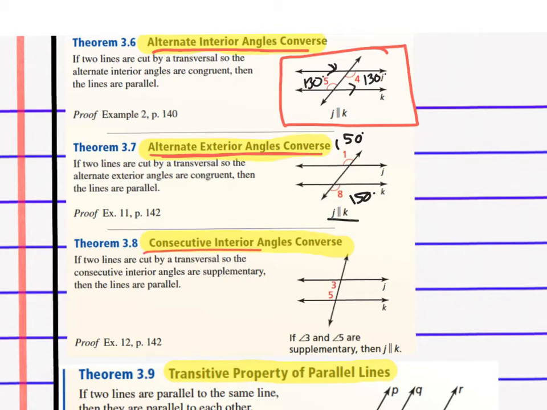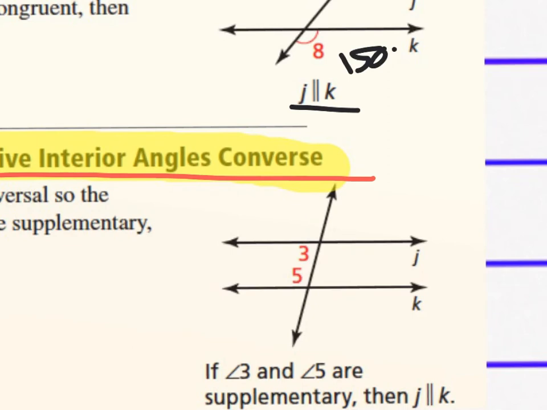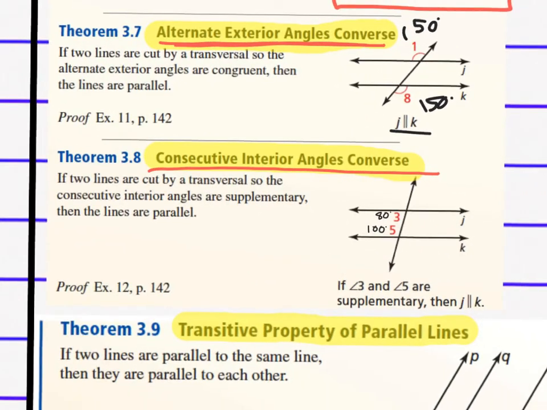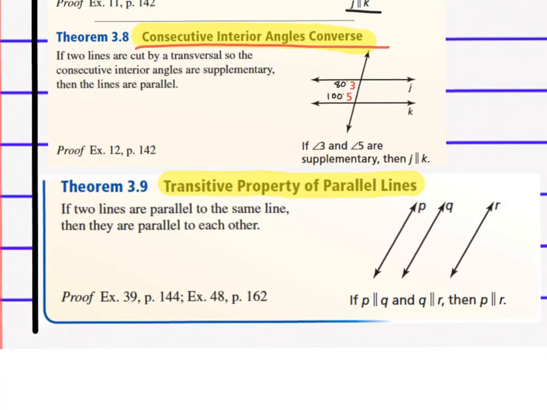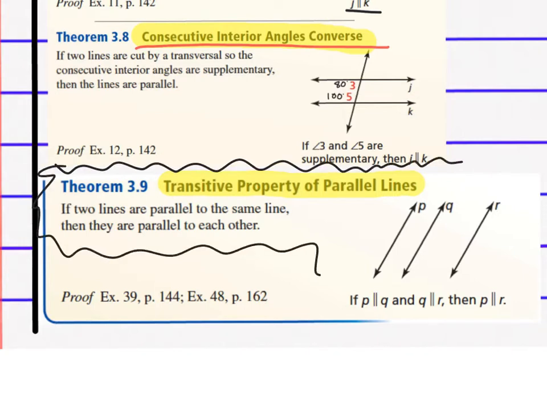Okay. Consecutive interior, if you're getting that those two angles are supplementary, not congruent, but supplementary. So for example, 80 for angle 3 and 100 for angle 5, something like that. Then you can conclude the lines are parallel. Okay, the only one that's kind of new or different here is the transitive property. So for this one, you may want to write this one down. I would write this one down.